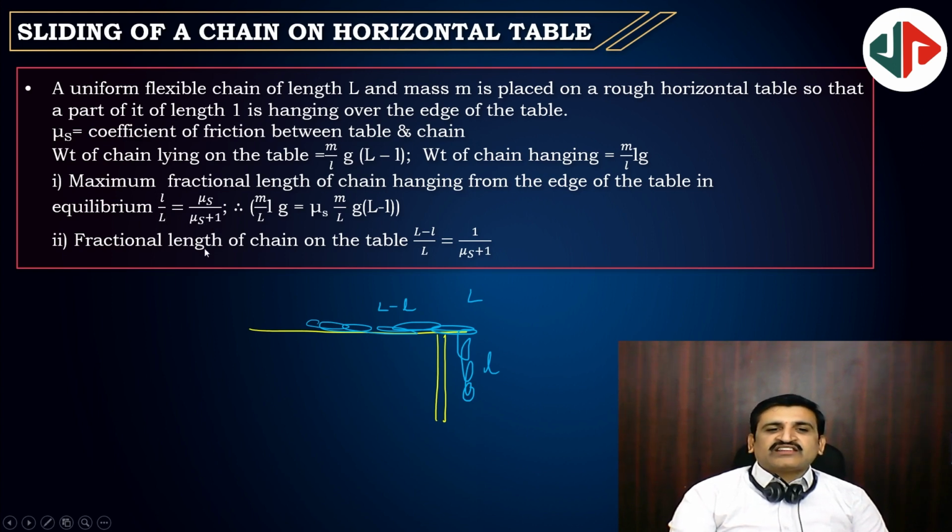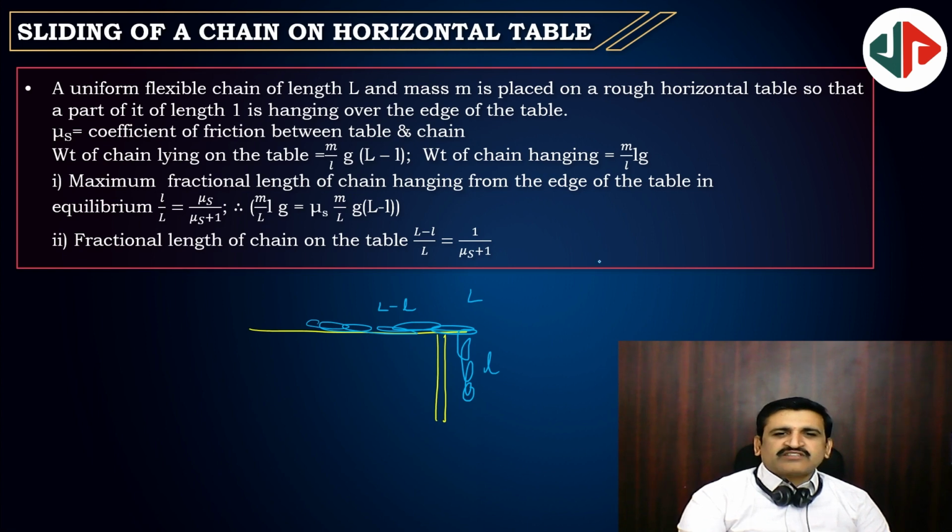And the fractional length of the chain on the table is (L minus l) by L, which is 1 by mu s plus 1. And the maximum length is capital L. Before sliding, this small l is the maximum length of the chain. If you exceed this small l value, then it falls down. This is the friction-preventable length on the table. That is the logic here. And many times they ask what is l also. l is equal to mu s into L by mu s plus 1. From here onwards you can have it. Okay, not a big task.